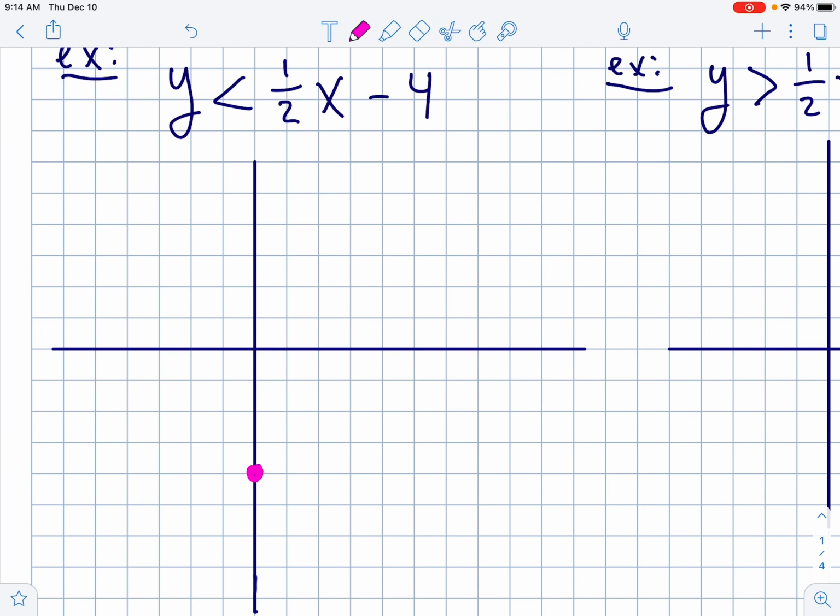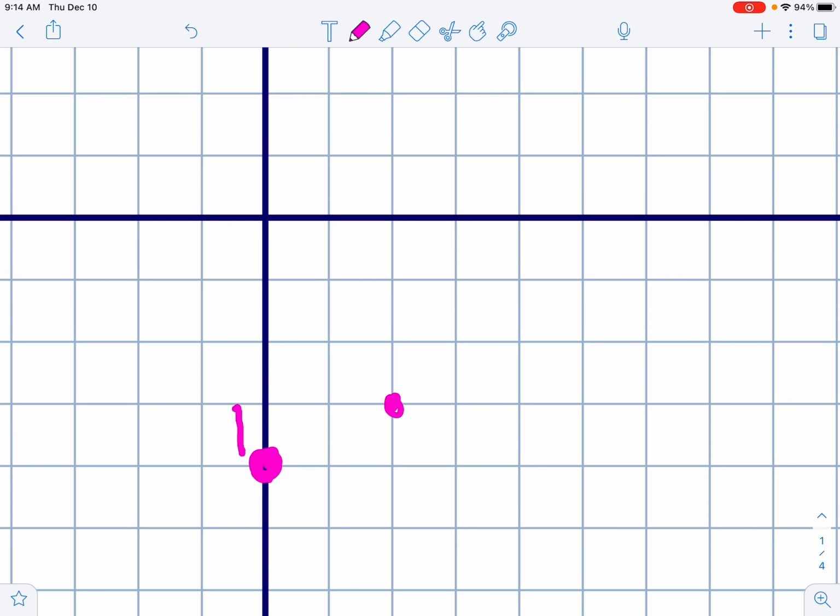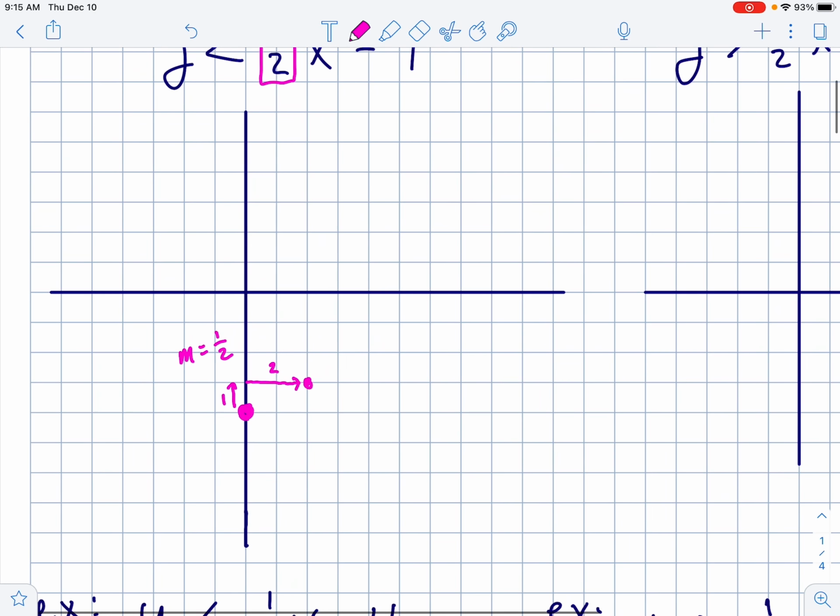1, 2, 3, 4. And then the slope here, the rise over run, is that it goes up 1 over 2, over to the right 2. Like the little slope triangle is up 1 and then over 2. That's the slope, m is equal to 1/2. So then I can keep going up 1 over 2, up 1 over 2, up 1 over 2. So it crosses the x-axis here. And then let's see if I can get a line that goes through all of these.